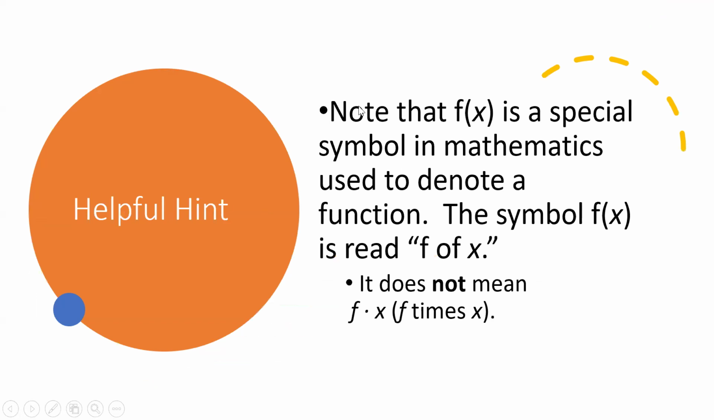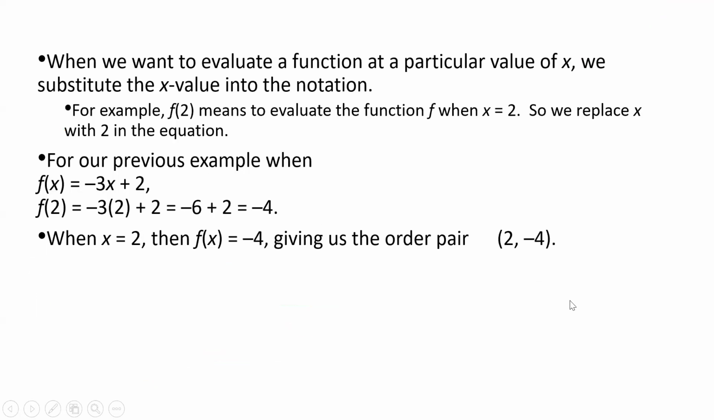Again, remember, it is a symbol. It's a special symbol. It does not mean you are multiplying. It is not F times X. So when we want to evaluate a function at a particular value of X, all we're doing is substituting that value in. Function notation is a good way that models substitution. So for example, this was supposed to come in like an auto thingy, where you didn't see it all at once.